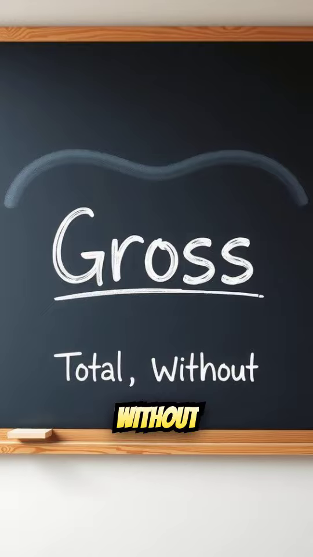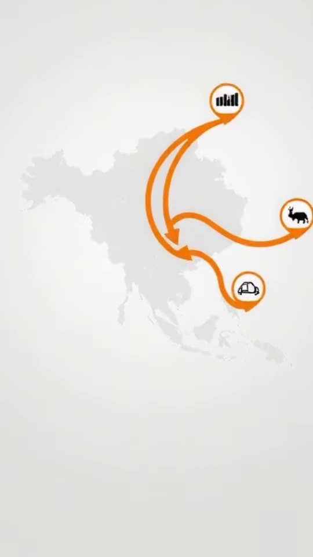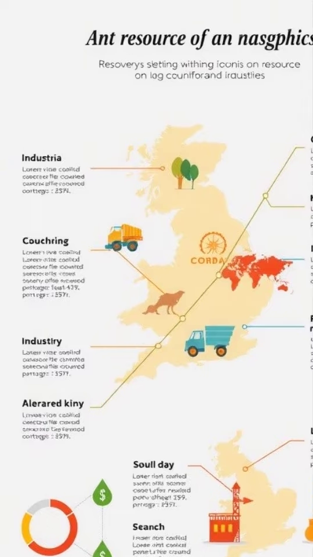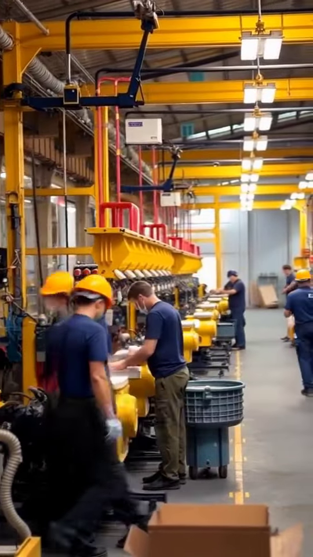Gross means total, without deducting depreciation. Domestic means within the country, regardless of who owns the resources. Product refers to the goods and services produced.